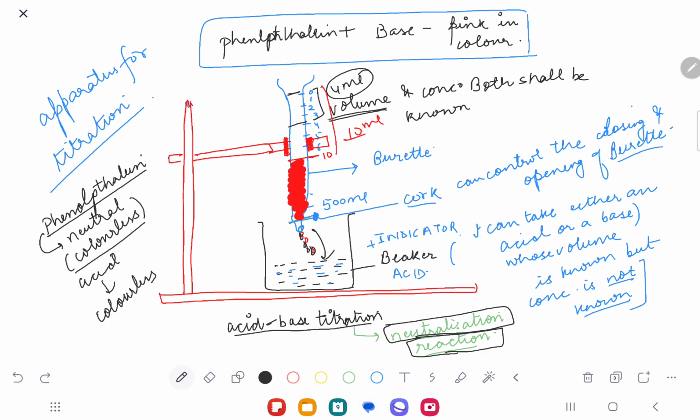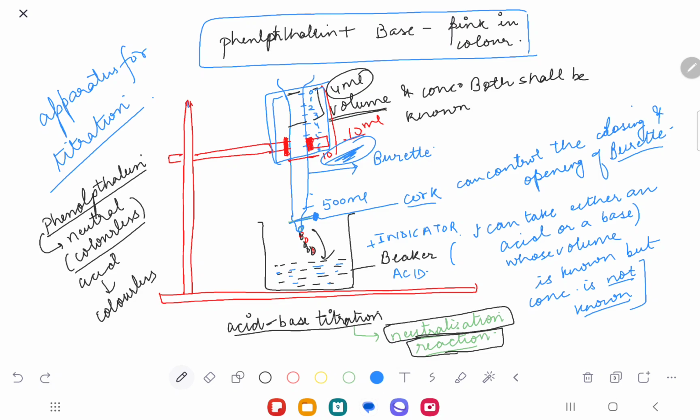So what do you understand from this part now? My point here would be that, from the burette, these calibrations will tell you how much volume you require to neutralize fully the amount of acid that you're taking inside the beaker. Are you understanding the point? That is the concept here. So that's how the concept should be.